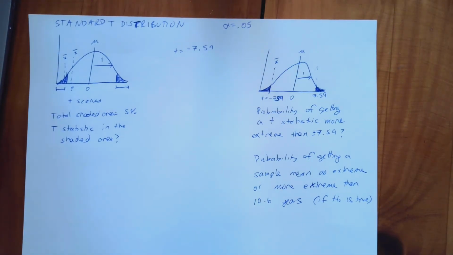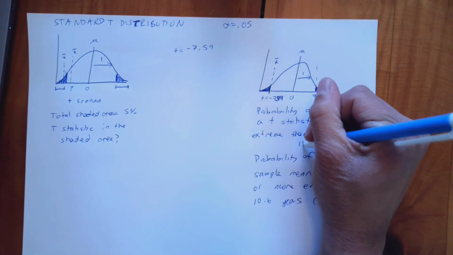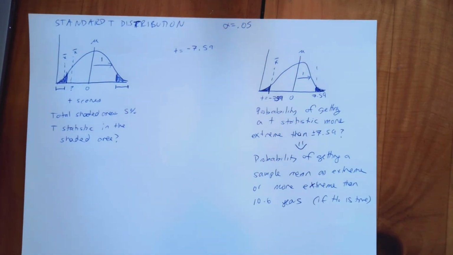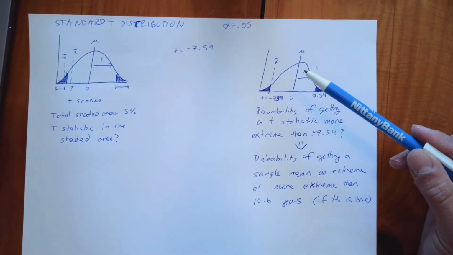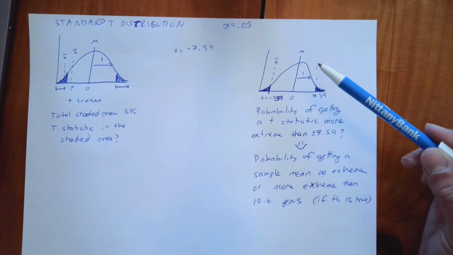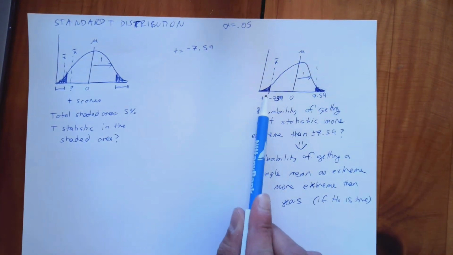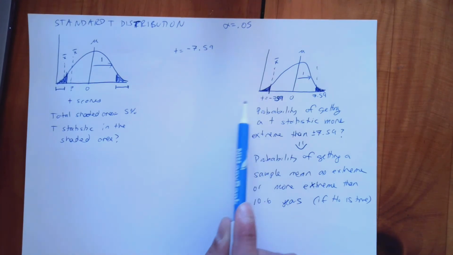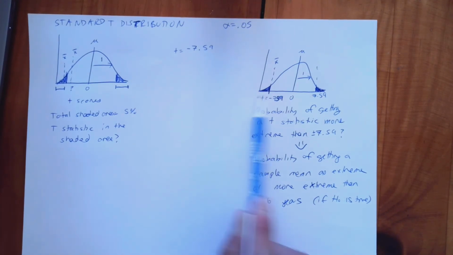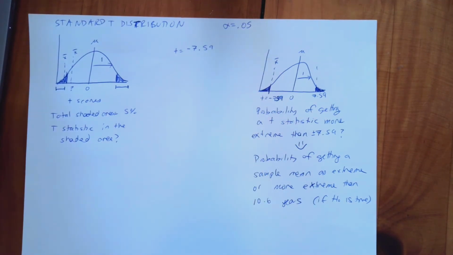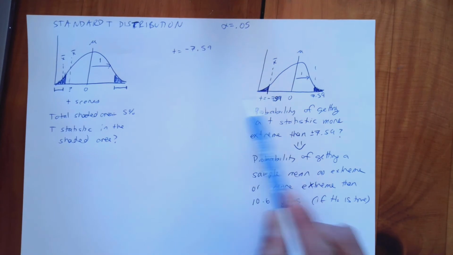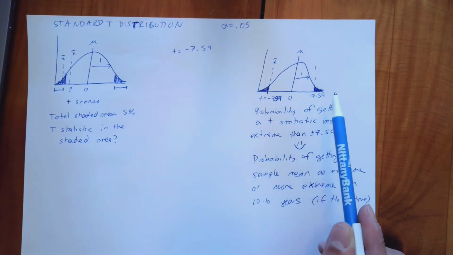So just to say again what I wrote out here, we're going to be using this standard t-distribution here to find the probability of getting a t-statistic that's more extreme than 7.59 on either side. And we're going to be able to do this using the area under the curve because this thing is standardized. All the possible areas under the curve for every t-statistic have already been calculated by other people.